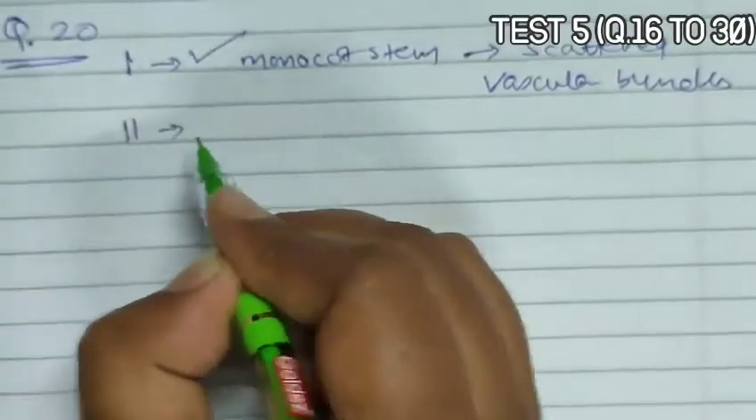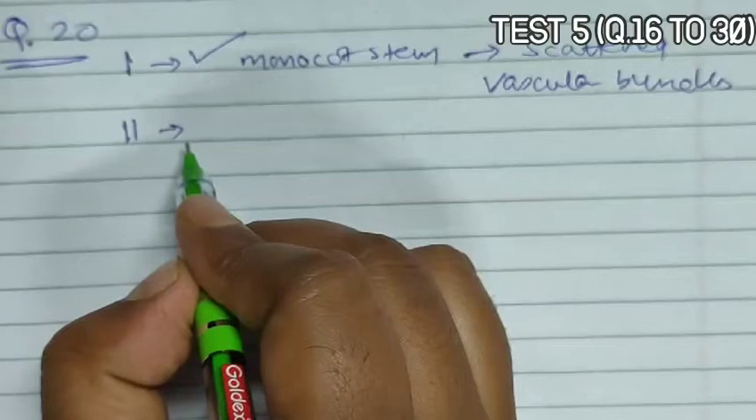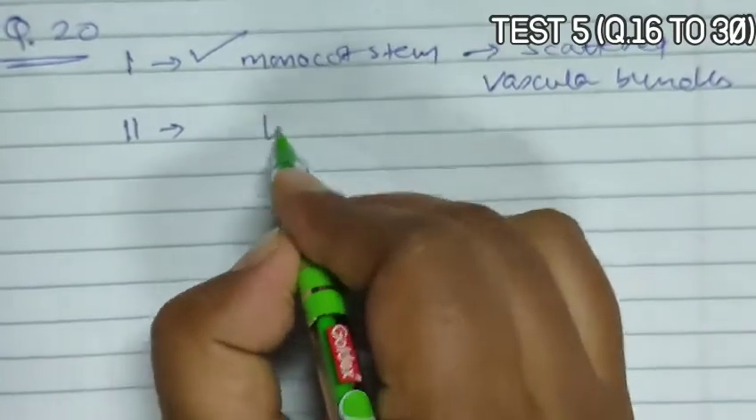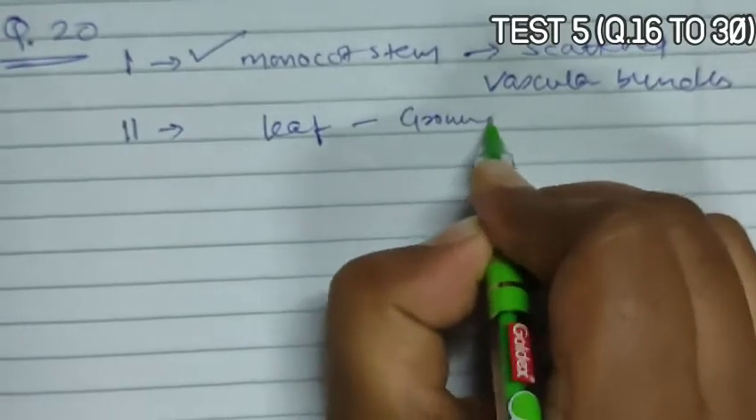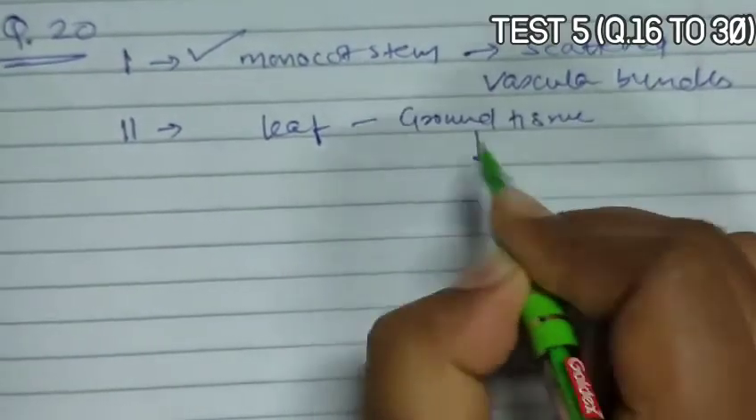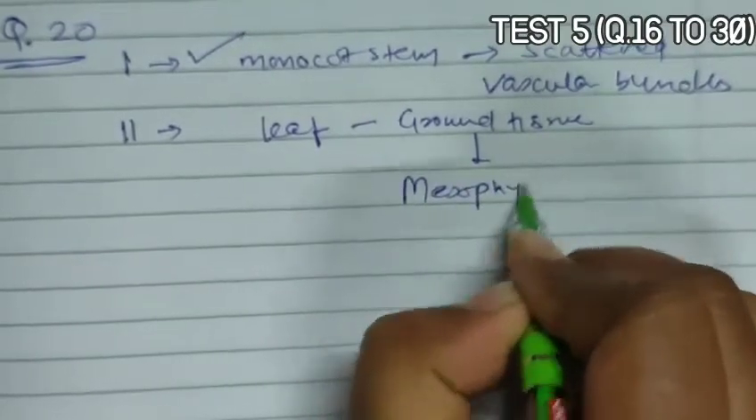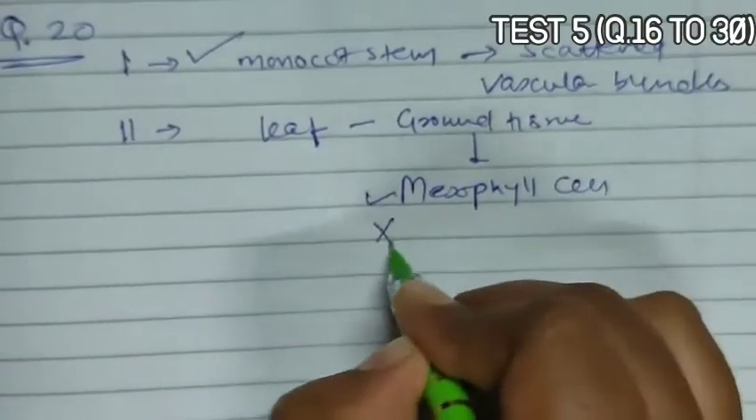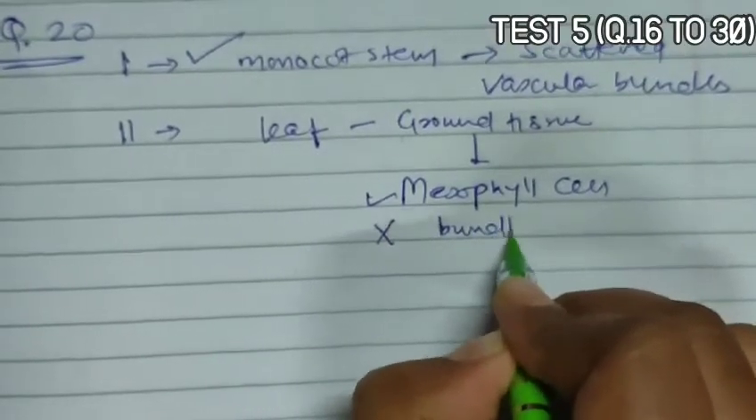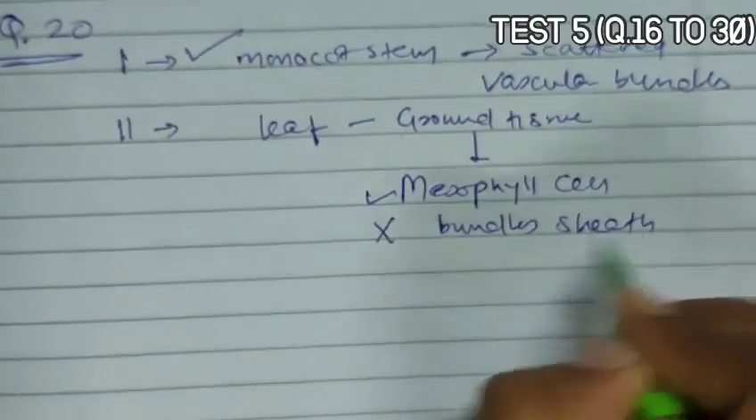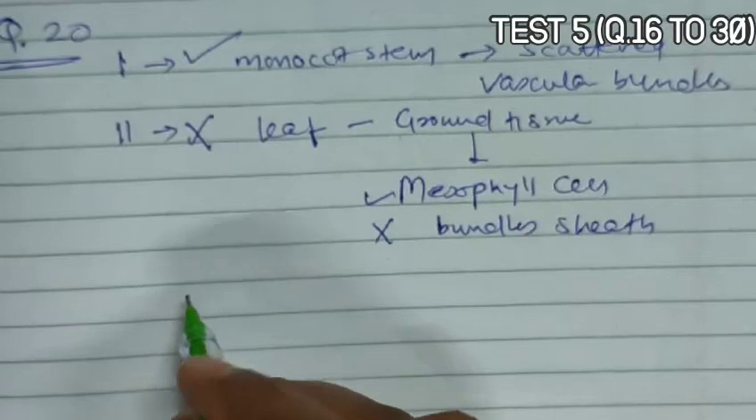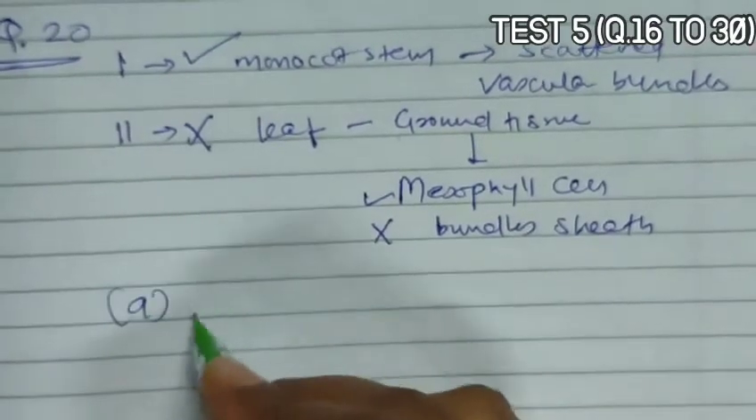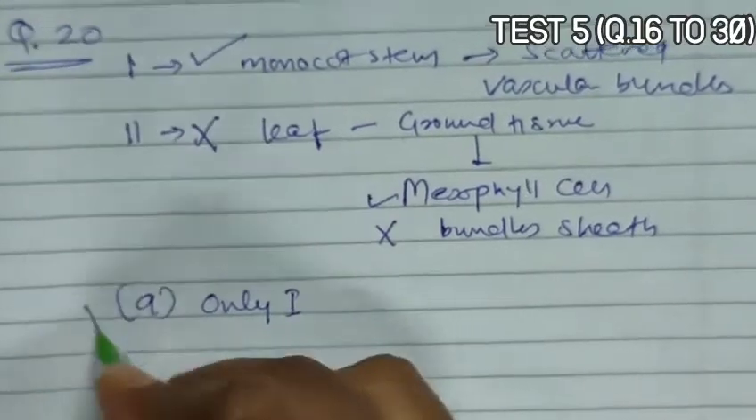In the second statement they have given that in leaves the ground tissue consists of thin walled chloroplast containing cells called bundle sheath cells. But in a leaf the ground tissue is made up of mesophyll cells, not of a bundle sheath. So this becomes an incorrect statement. Out of these two, statement 1 is correct, so A, only 1, is the correct answer.